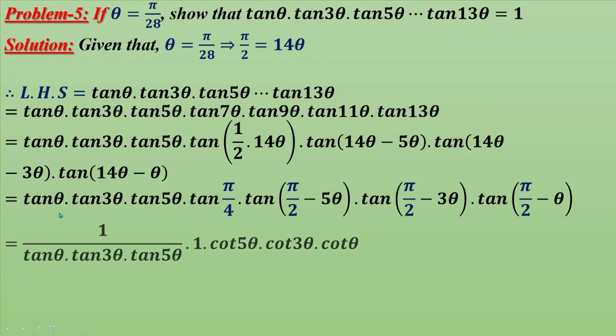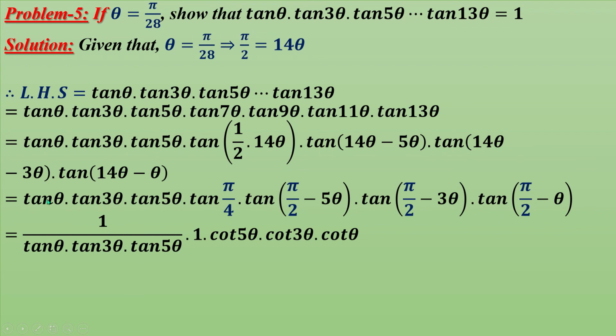But we can write this as 1 divided by cot theta, cot 3 theta, cot 5 theta, because tan theta means 1 by cot theta. So here it will be 1 divided by cot theta, cot 3 theta and cot 5 theta. This was a mistake earlier. Here it will be cot theta, cot 3 theta, cot 5 theta. And pi by 2 means 1 right angle, that means cot. So here it will be cot 5 theta.